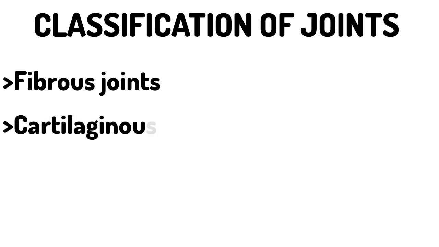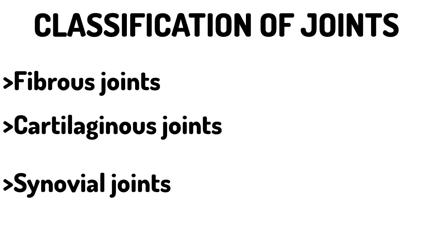Hi there. In today's video, we're going to talk about the joints of the human body. There are various types of joints around the body, allowing for various degrees of movement. There are three major types of joints: the fibrous, the cartilaginous, and the synovial joints.